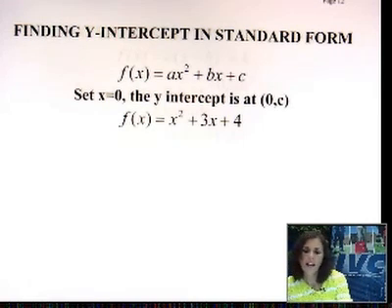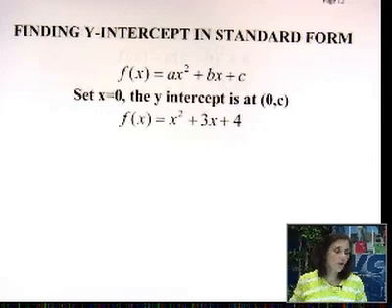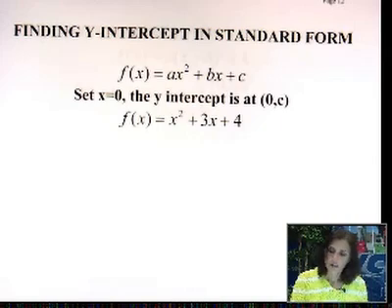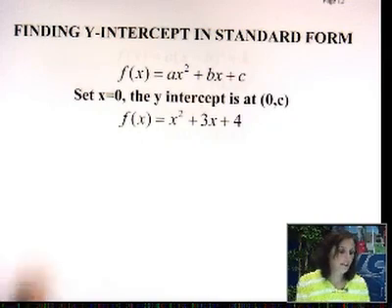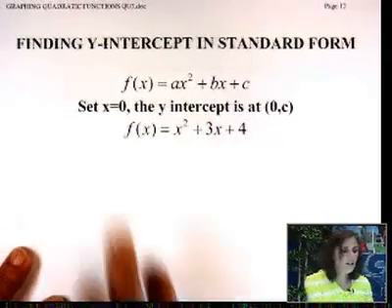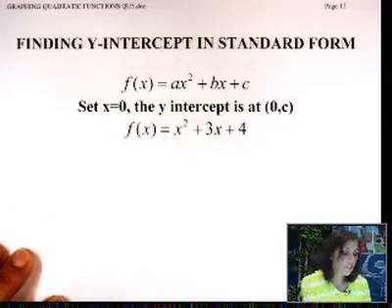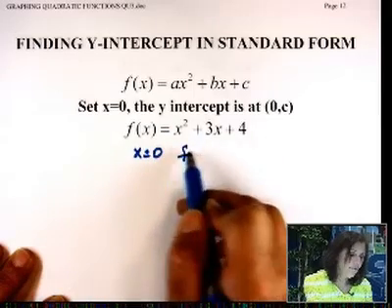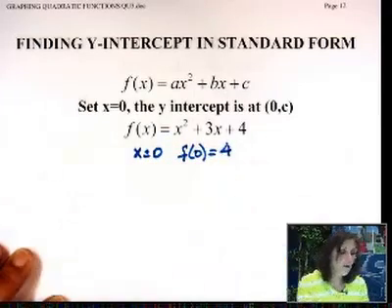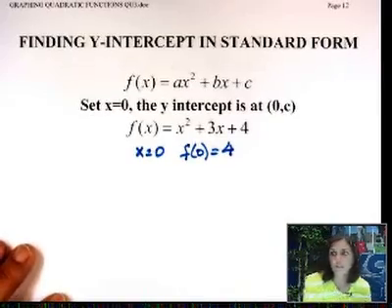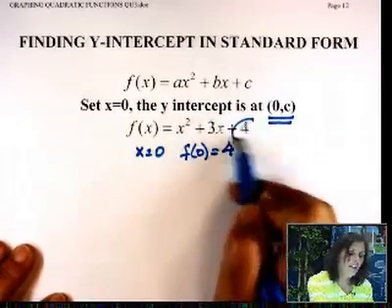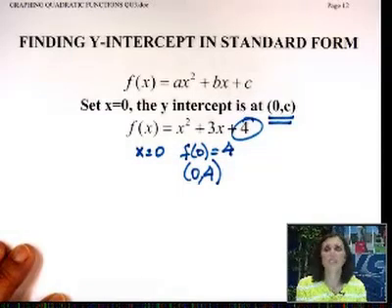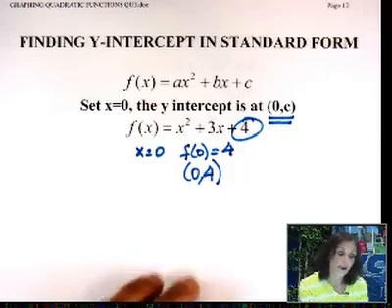Okay, I did that. So let's go and find the y-intercept in the standard form. To find the y-intercept in the standard form, what do you need to do? You need to set x to 0. So let's go and find it. So I'm going to set x to 0. What am I going to get? f of 0 is going to be 4. Guess what? My y-intercept is going to be simply the constant term. So it's going to be (0, 4). Okay, it's going to intercept y at 4.